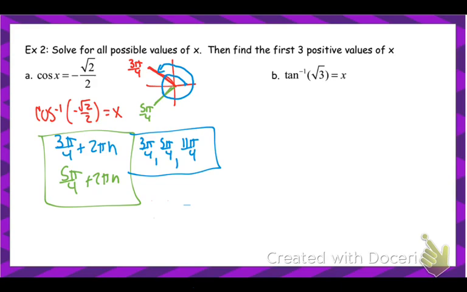All right, now looking at the next one, tan inverse of root 3. So again, that's going to be a y divided by x of a square root of 3 value. So go back, check out your unit circle. You're going to find two places where this happens. One of them is in quadrant 1. One of them is in quadrant 3.